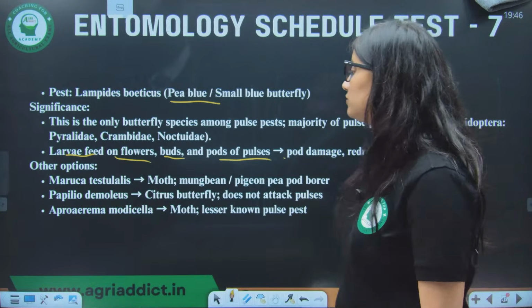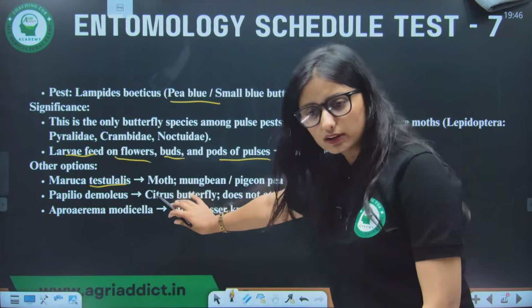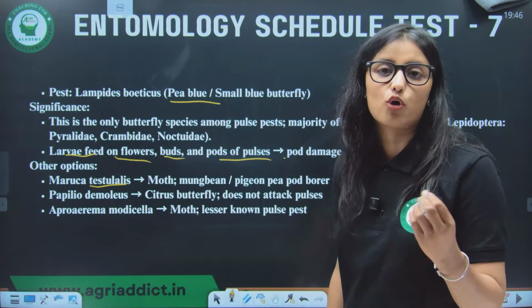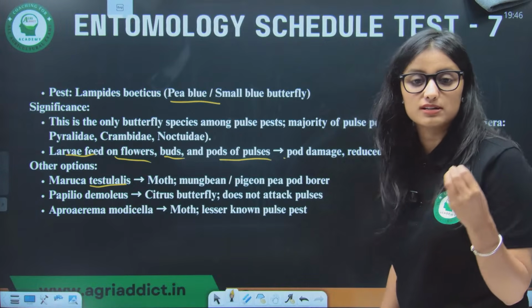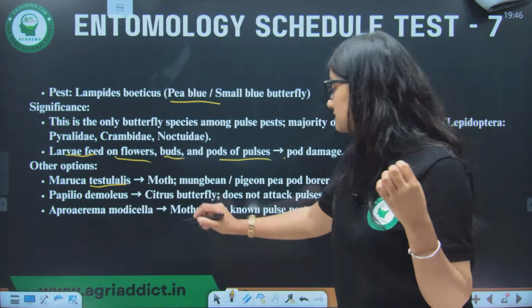What about Maruca testulalis? It is a moth of what? Moong bean. It is a moth of moong bean. But what about Papilio demoleus? This is the citrus butterfly. It attacks citrus.